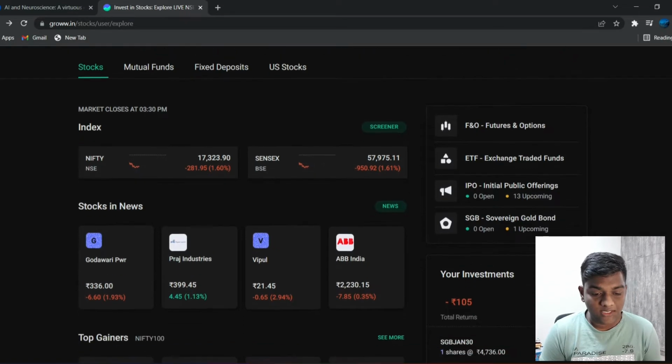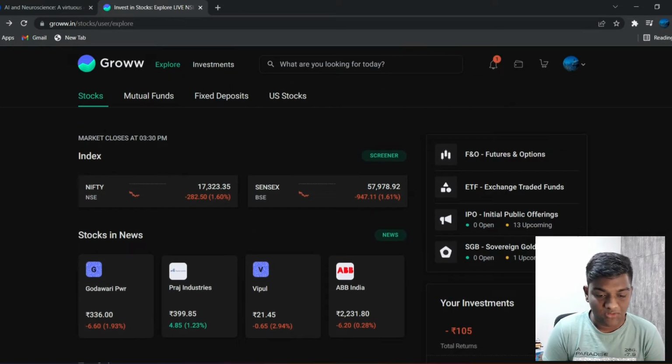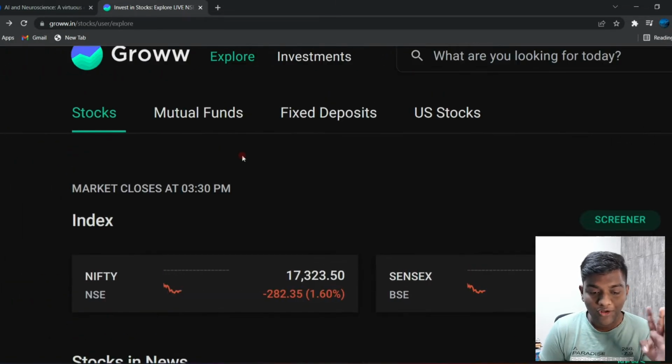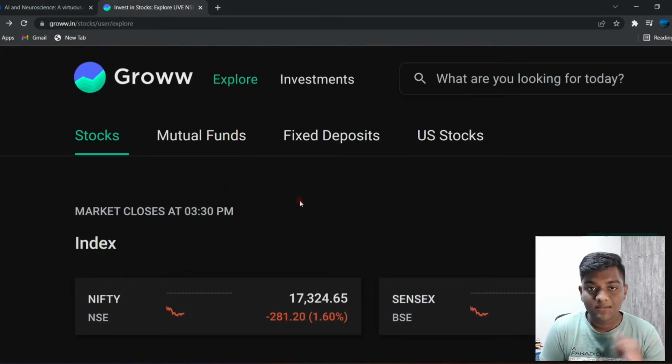You could understand a lot. So this is how the main page looks. If you go up here, there are 4 columns: stocks, mutual funds, fixed deposit, and US stocks. Stocks are Indian equities, so Indian equity market stocks. So let's see that. And this is mutual funds.